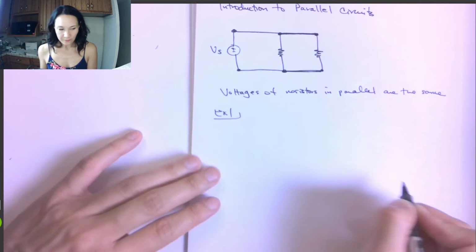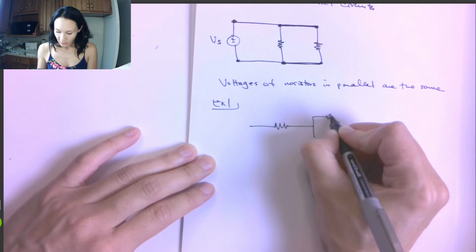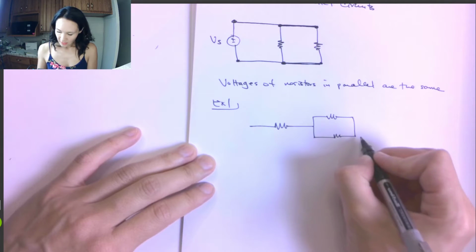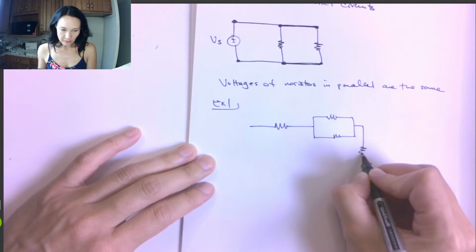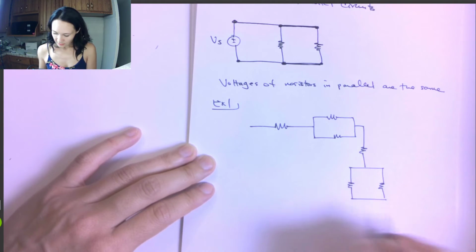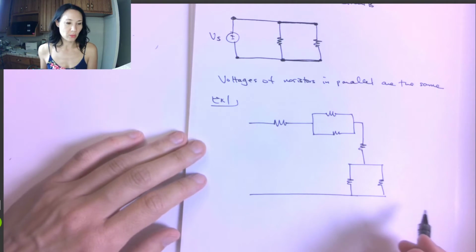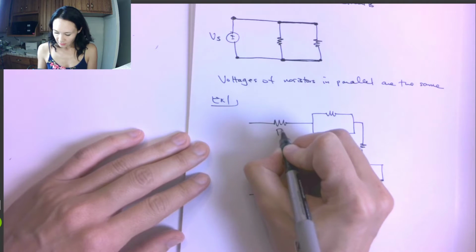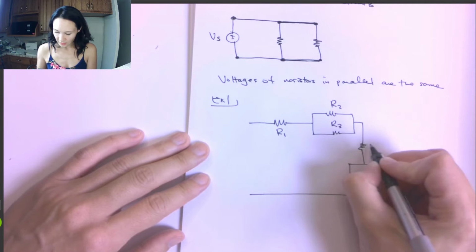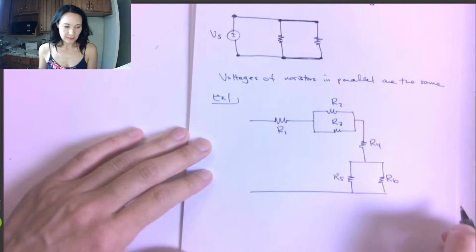Suppose we have a circuit that looks like this. Maybe we have a resistor here, and we've got resistors in parallel there, and then this is in series with another resistor, and then that goes down into something like that. Suppose this is looking into the terminals of a circuit. This can be R1, let's let this be R2, R3, R4, R5, R6.